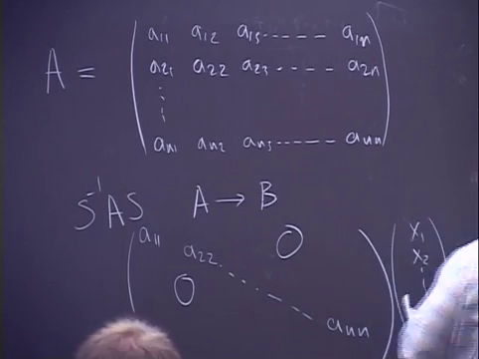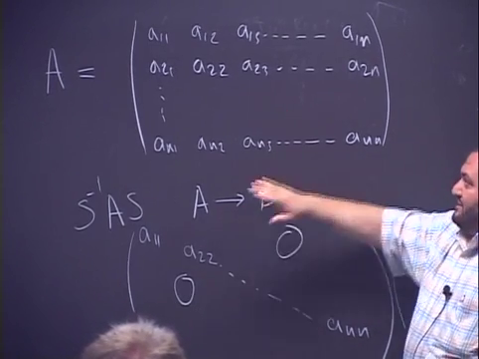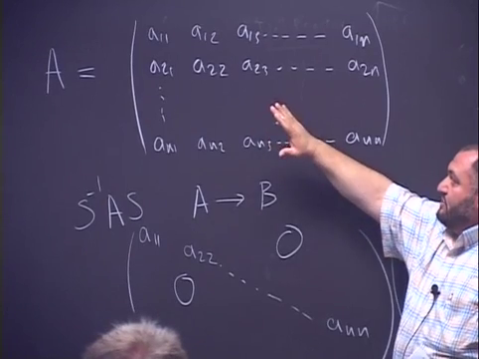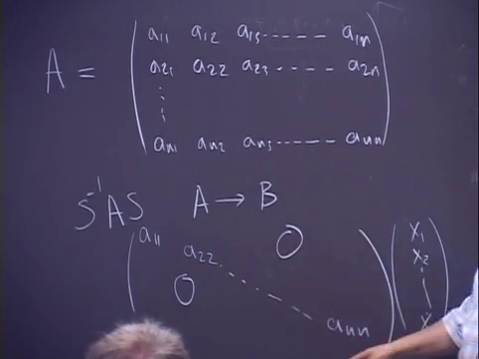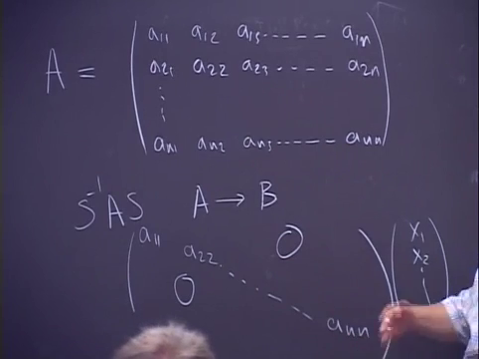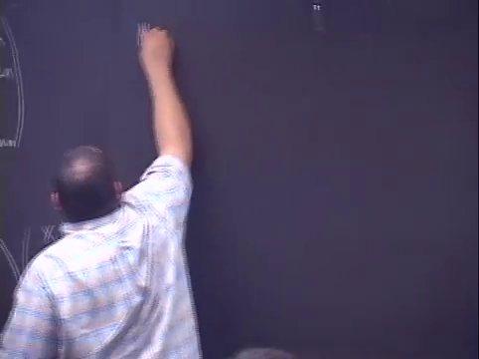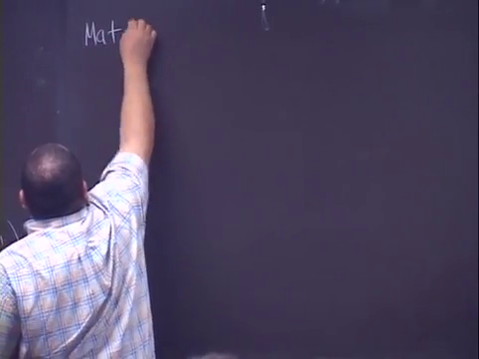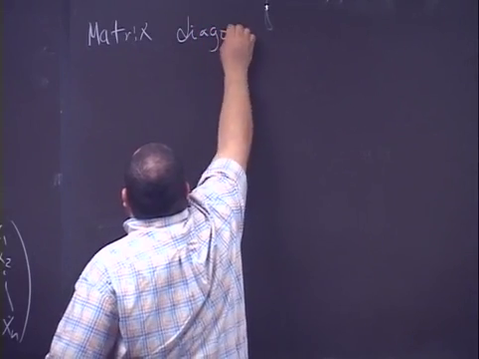So the similarity transformation, as I just stated, transforms a matrix like this to a matrix like this, and this matrix is called a diagonal matrix. So let's show how to do matrix diagonalization.